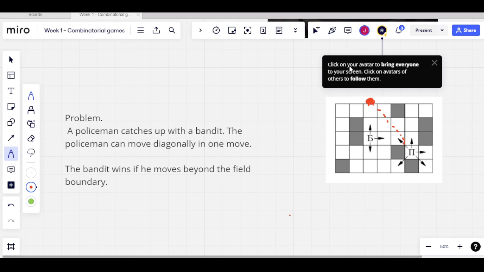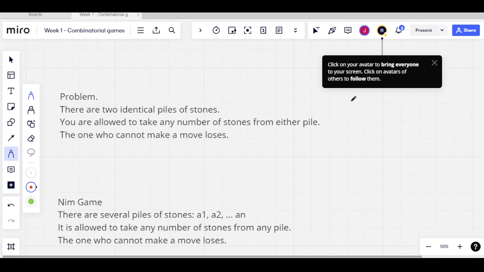Okay. Next problem. We have two identical piles of stones, and the player can take any number of stones from the first or second pile. Who will lose in this case, the first player or the second player?